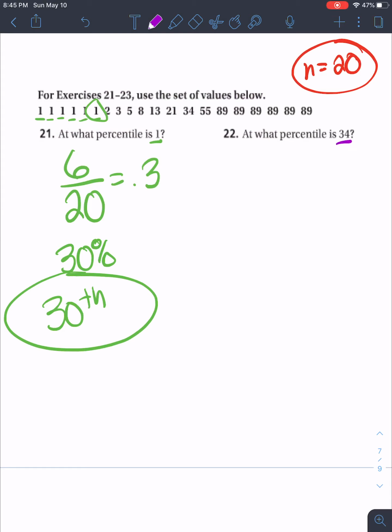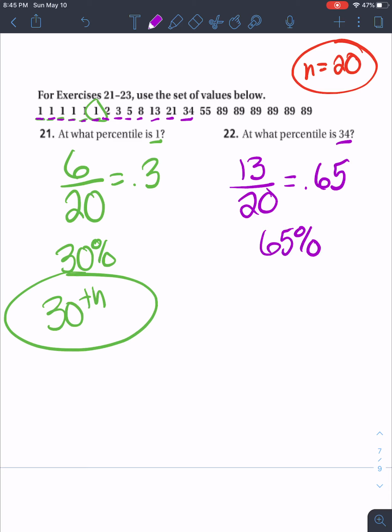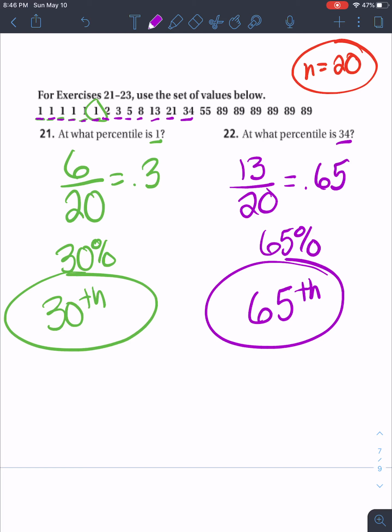So now let's do the same thing with number 34. Right at that 34, we are 1, 2, 3, 4, 5, 6, 7, 8, 9, 10, 11, 12, 13. So this time we have 13 out of the 20. So we take 13 divided by 20, we get 0.65. As a percent would be 65%. As a percentile, that is the 65th percentile.